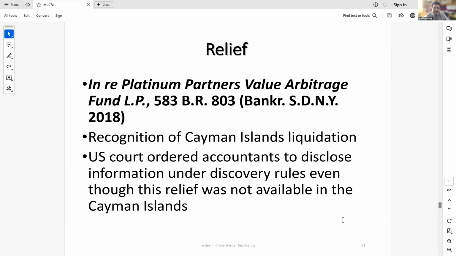There are some more cases, for example, on what type of relief can be asked. In this case of Platinum Partners, in the Southern District of New York, 2018, recognition of Cayman Islands liquidation, the US court ordered accountants to disclose information under discovery rules, even though this relief was not available in the Cayman Islands.